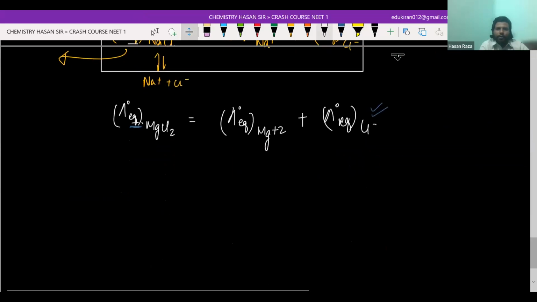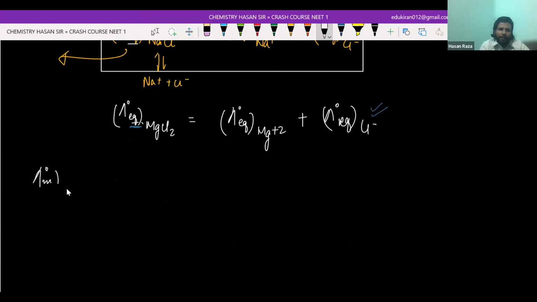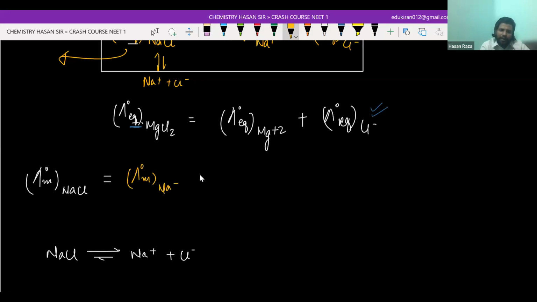Now, if you want to write the molar conductivity of any compound, a strong electrolyte or weak electrolyte, you know that if you dissociate it, you will get Na plus plus Cl minus. This is the balanced equation. So you just need to write lambda naught M for Na plus, and again lambda naught M for Cl minus. You can see this is 1 mole, this is 1 mole.